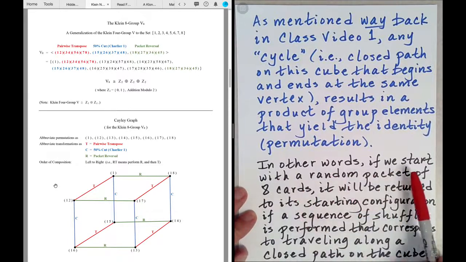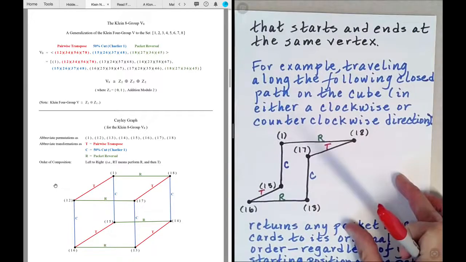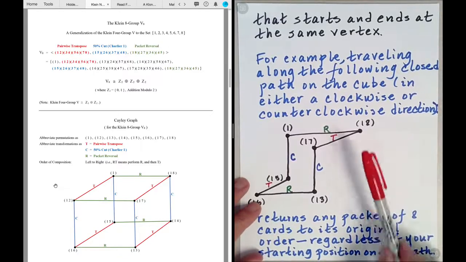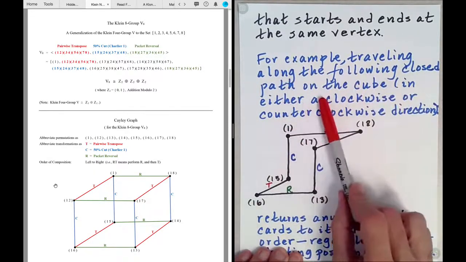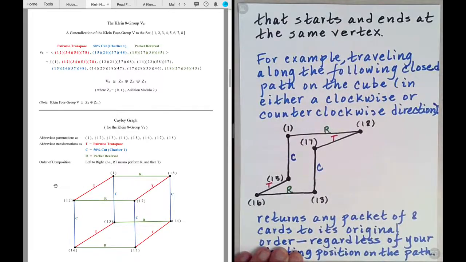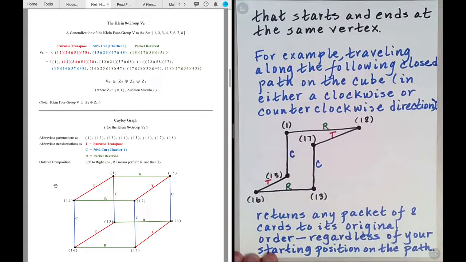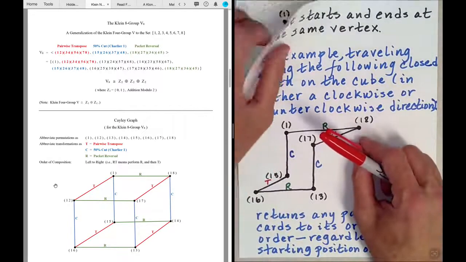In other words, if we start with a random packet of 8 cards, it will be returned to its starting configuration if a sequence of shuffles is performed that corresponds to traveling along a closed path on the cube that starts and stops at the same vertex. For example, traveling along the following closed path on the cube in either a clockwise or counterclockwise direction returns any packet of 8 cards to its original order, regardless of your starting position on the graph.